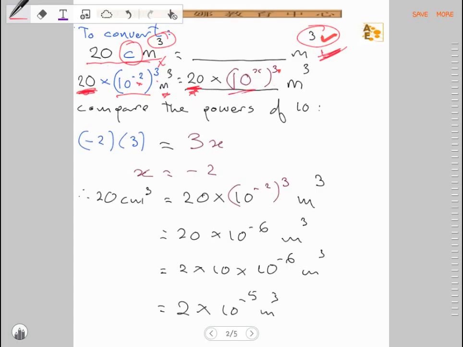Now this is the crucial part. You must put 10 to the power of x, bracket cube. Since we are dealing with cube, everything must be cube, and of a cubic meter. Done deal. We have a very nice equation there.